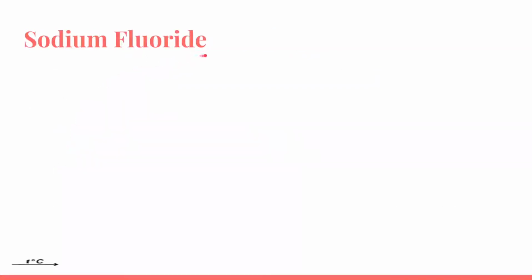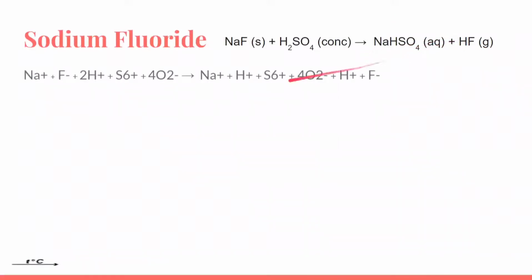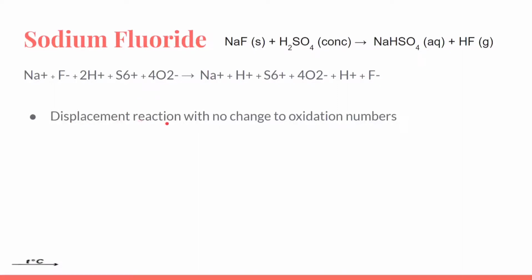Okay, first we look at sodium fluoride. And this is the equation for sodium fluoride's reaction with sulfuric acid. So we see here sodium fluoride in its solid state reacted with concentrated sulfuric acid to be precise, that makes these two products. But if you look closely, you can see if we put the equation into ions, that even though this is a displacement reaction, there is no change in the oxidation numbers.